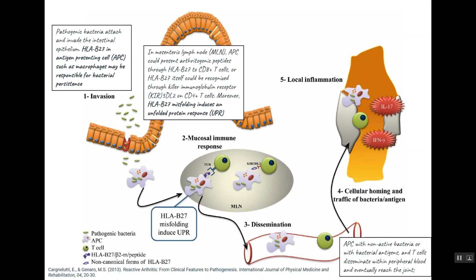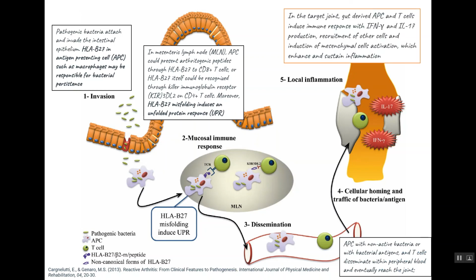Now this macrophage sensitizes the T cell, they disseminate within peripheral blood and eventually reach the joint, where they induce the inflammation by releasing cytokines, that is interferon gamma and interleukin 17.